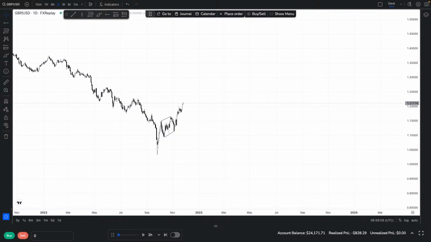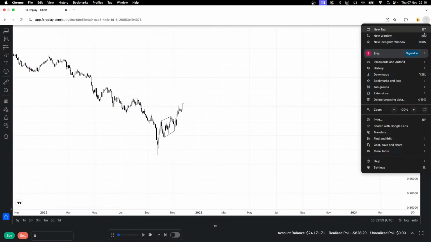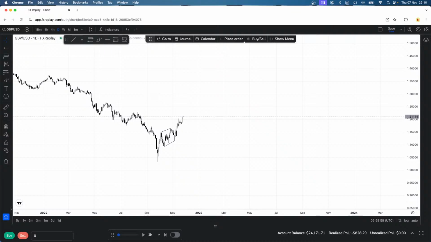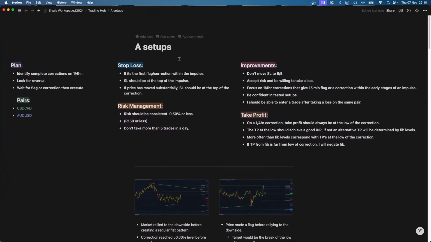So I went and created a plan. Let me just show you guys. On my other screen, I have basically how to trade my A setups, right? So this is what I need to stick to, which is something that I haven't been doing. So I have basically what I look for.